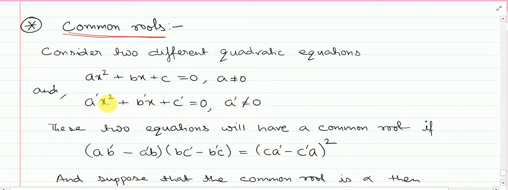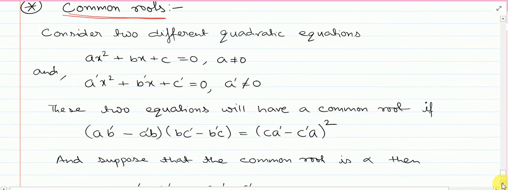Then these two quadratic equations will have a common root, meaning one common root. It will have one common root if this condition is satisfied: if a into b dash minus a dash into b, times b c dash minus b dash c, is equal to c a dash minus c dash a whole square. If this condition is satisfied, then we would say that there is one common root for these two quadratic equations.